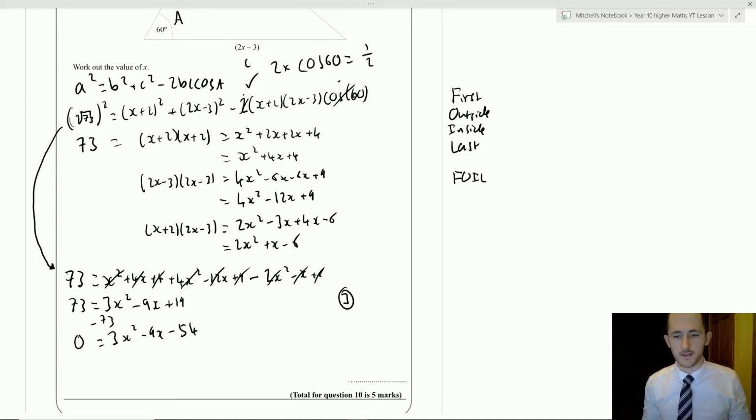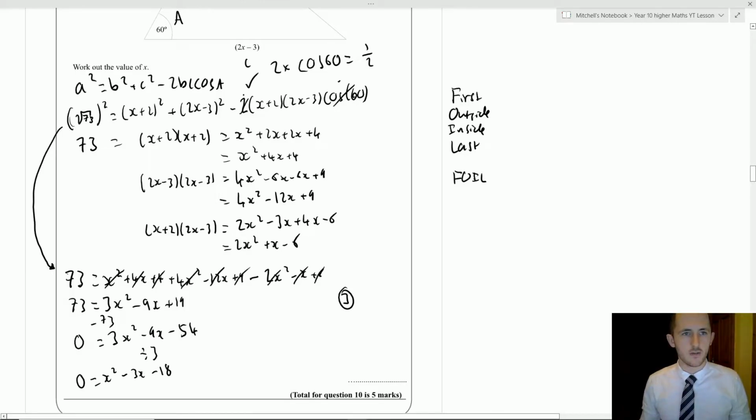Minus 54, that is. So to make this a bit easier to solve, I'm going to divide the whole thing by 3 because there's 0 on the other side. So we have 0 equals x squared minus 3x. And I know that we can divide that by 3. It gives us 18.